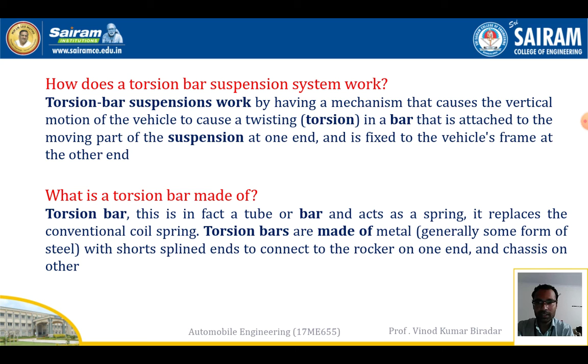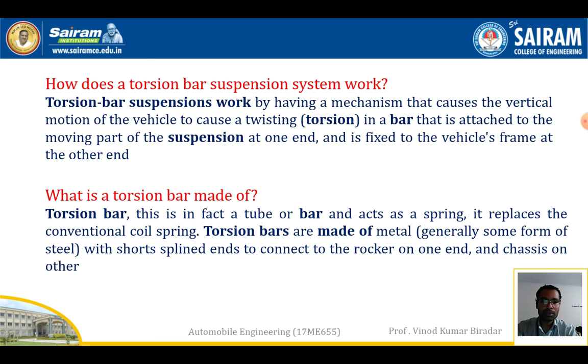I have written here how the torsion bar suspension system works. The torsion bar system has a mechanism that causes the vertical motion of the vehicle to cause a twisting. Torsion is nothing but a twisting movement in a bar that is attached to the moving part of the suspension system at one end. That bar is connected to the lower, bottom parts, and is fixed to the vehicle frame at the other end. So this is how the torsion bar components are arranged. The torsion bar is made up of a tube or bar that acts as a spring, so it replaces the conventional coil spring.